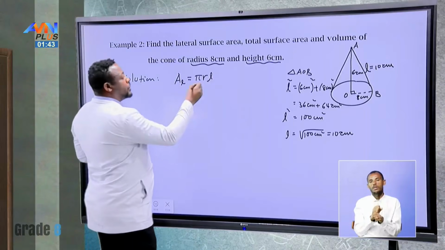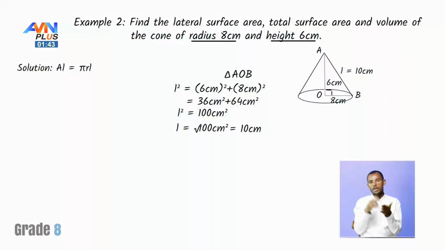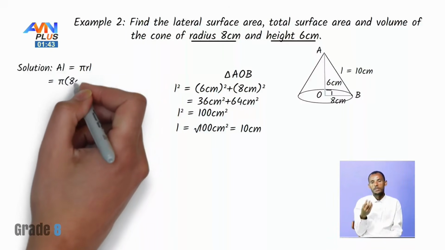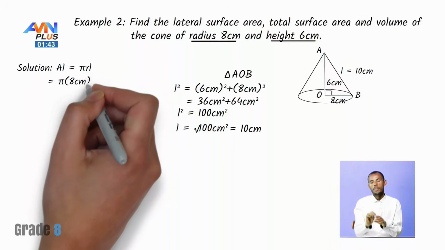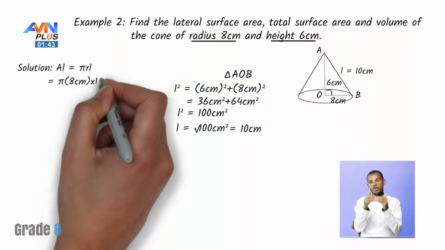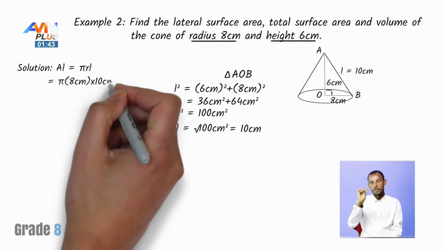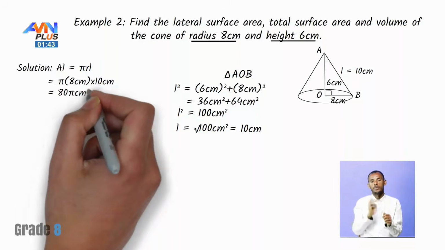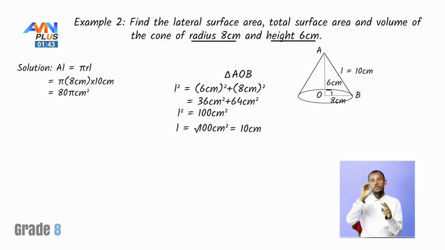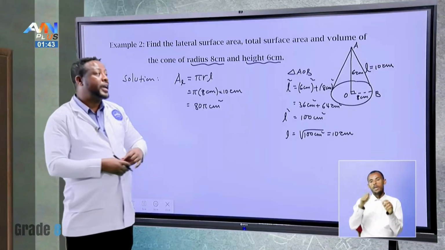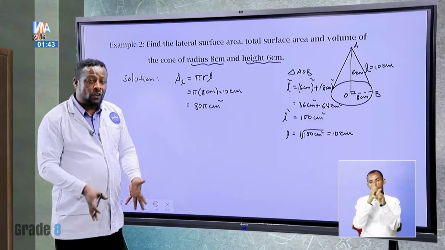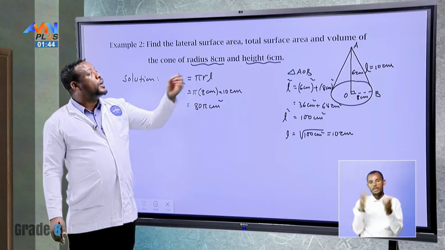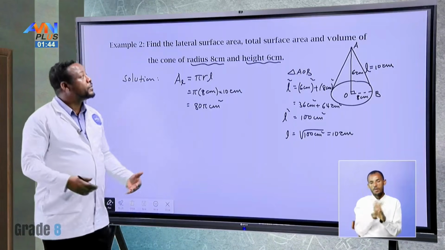So substitute everything here. It becomes pi times the radius, 8 centimeter, and the slant height is already obtained, which is 10 centimeter. This product is 80, and we have also pi. 80 pi centimeter square is the lateral surface area of the cone. We have got the answer for the first part. The next one is calculating the total surface area.